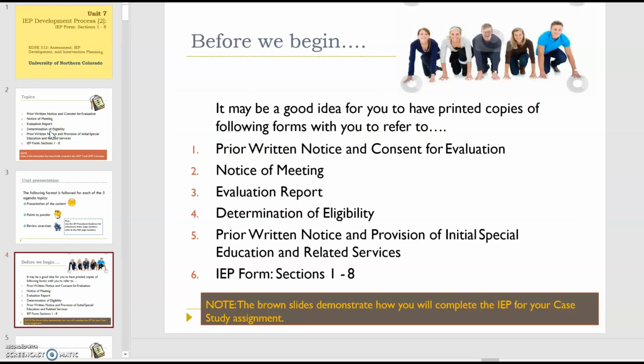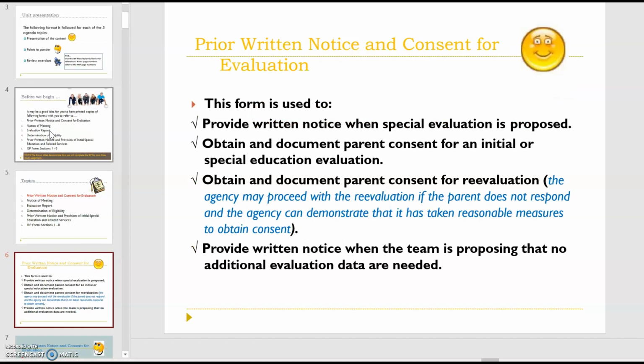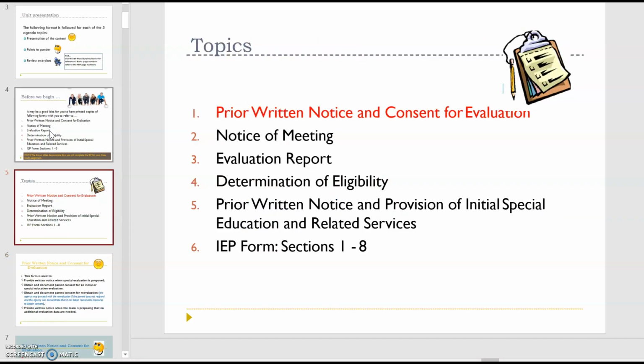So as always, keeping these forms from the CDE IEP website is helpful, and then you can review them. You're familiar already with the prior written notice and consent for evaluation. The notice of meeting form is just informing all the people, parents or guardians who will be present, of the time and the date and the purpose of the meeting, and we've got all of the relevant information documented there. You're familiar with the evaluation report and the determination of eligibility.